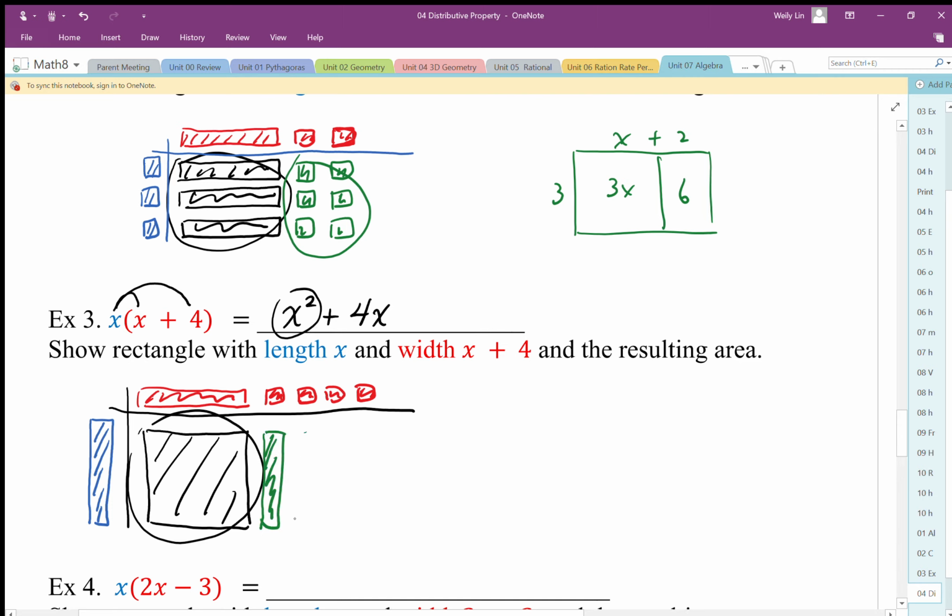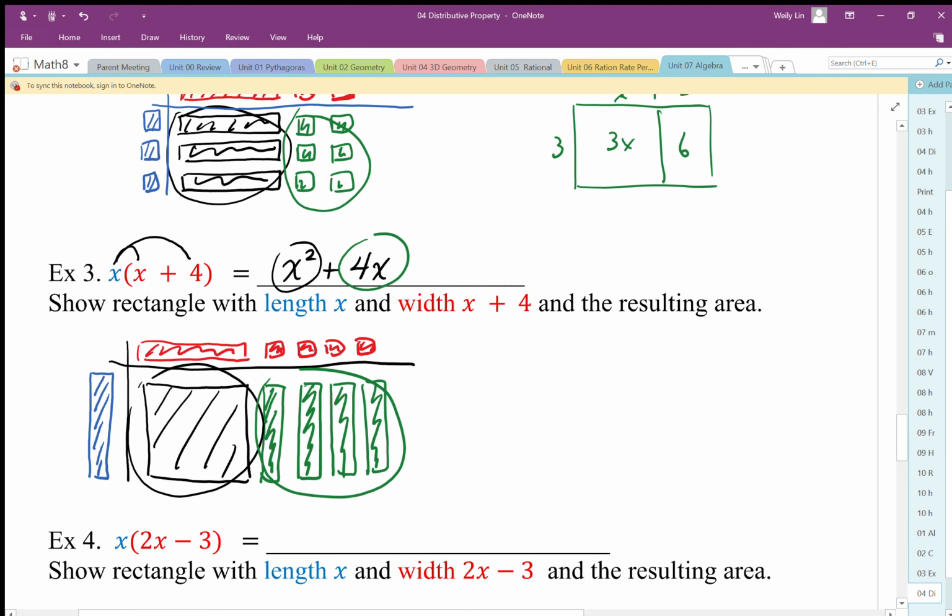1, 2, 3, 4. So there's my 4x tiles that's going to show up as algebra tiles. And that's my resulting area. So the length times width, and my product is this area, and the area of these algebra tiles represents my answer.